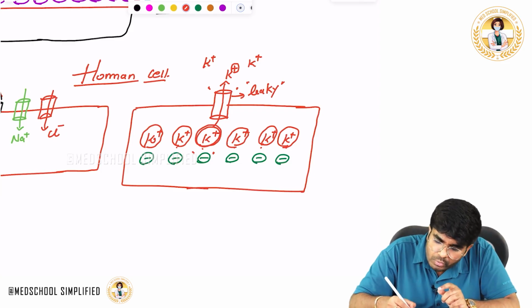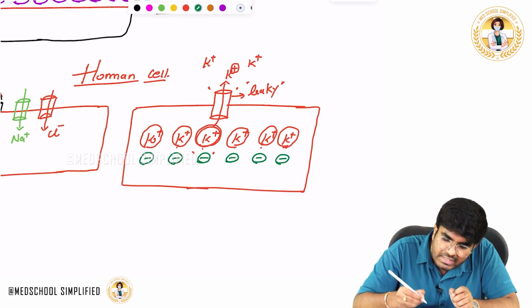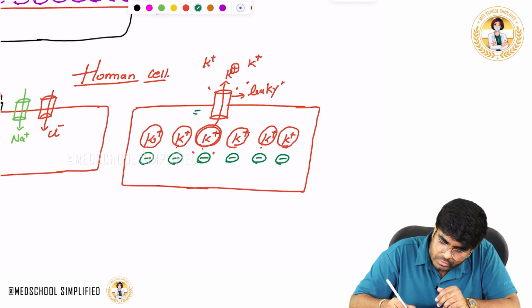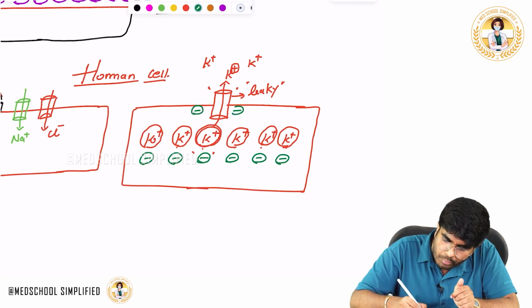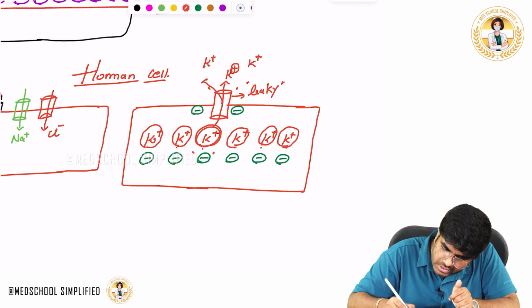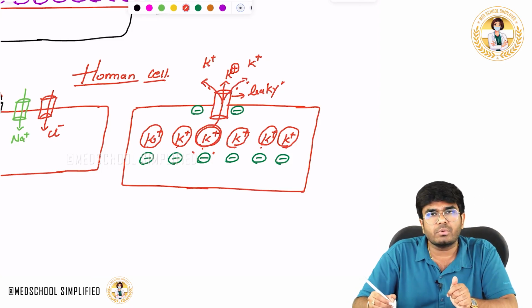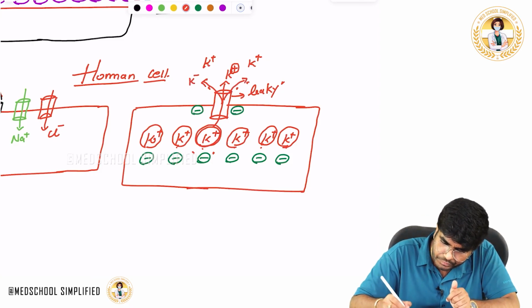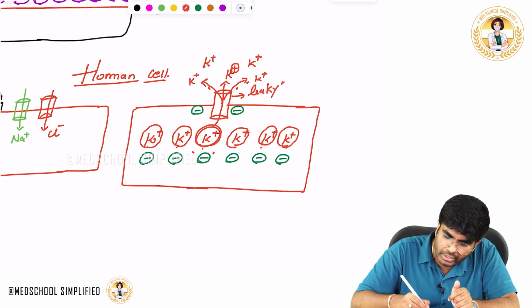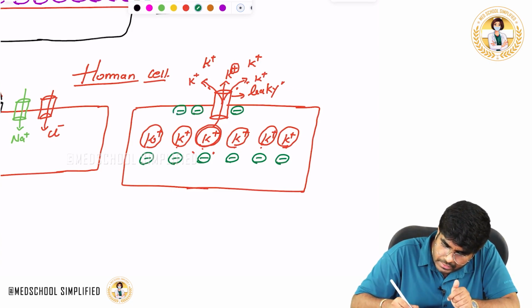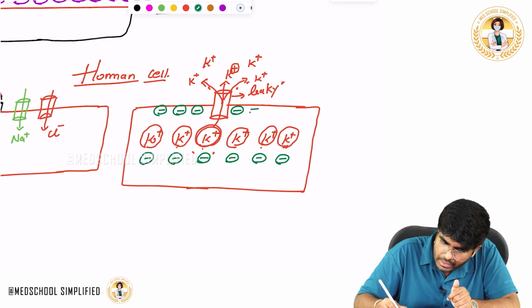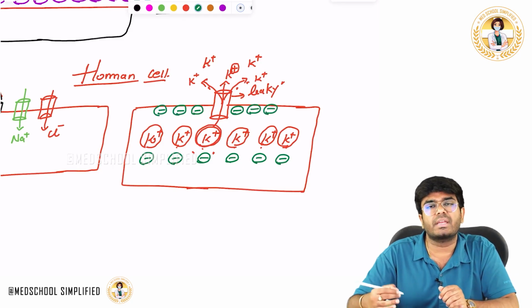So you are losing the positive charges. What is remaining inside the cell? Negative charge is remaining. Potassium is going out constantly. As the potassium is going out, who is left over inside the cell? Negative charges are getting accumulated.